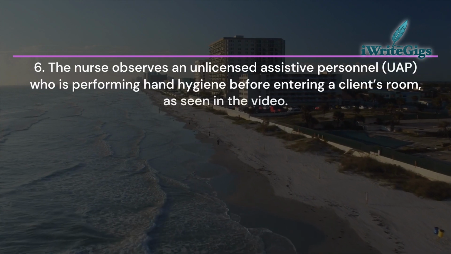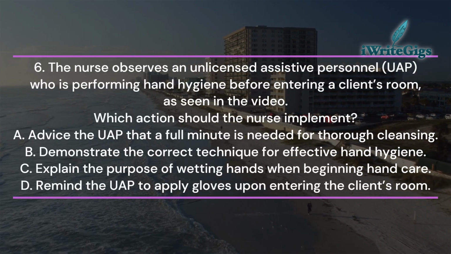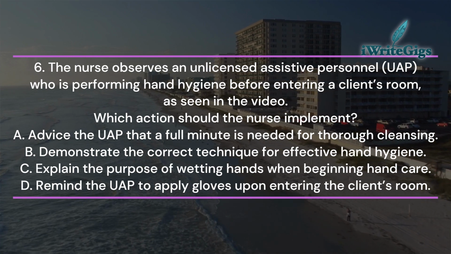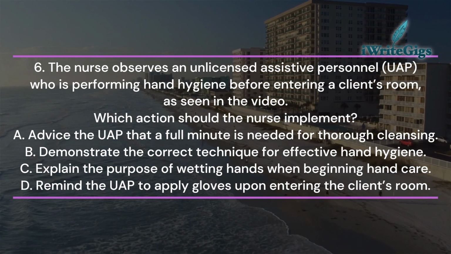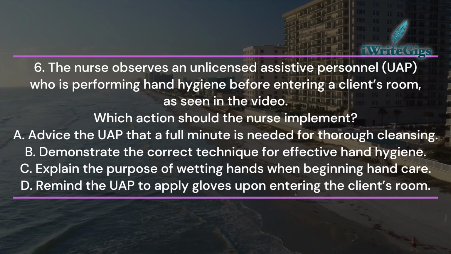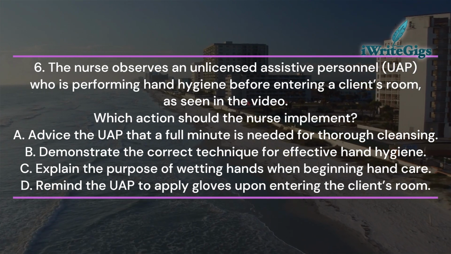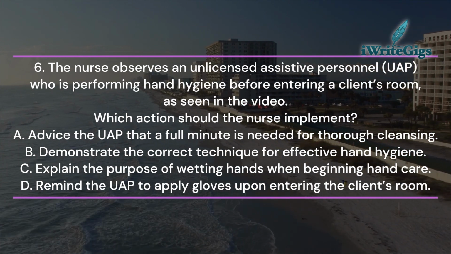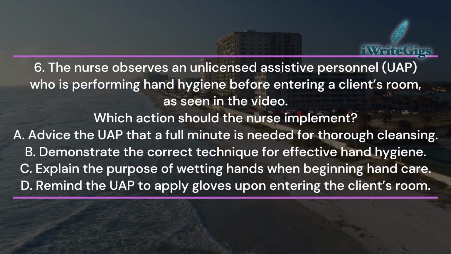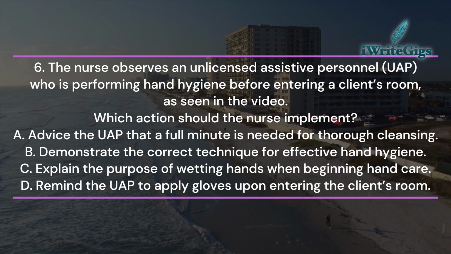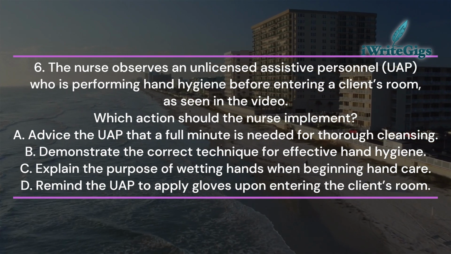6. The nurse observes an unlicensed assistive personnel, UAP, who is performing hand hygiene before entering a client's room, as seen in the video. Which action should the nurse implement? A. Advise the UAP that a full minute is needed for thorough cleansing. B. Demonstrate the correct technique for effective hand hygiene. C. Explain the purpose of wetting hands when beginning hand care. D. Remind the UAP to apply gloves upon entering the client's room.